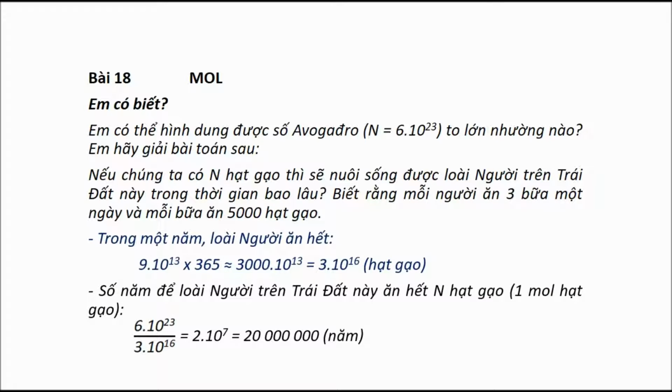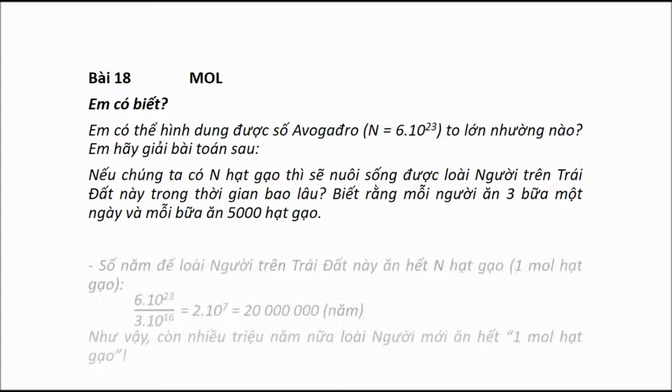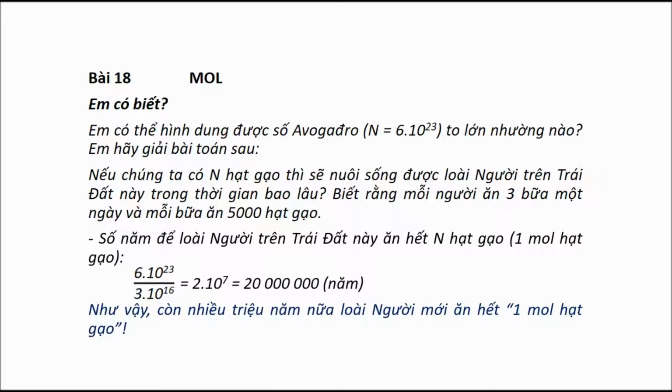Number of years for people in the world to use up N grains of rice: 6 times 10 to the power of 23 over 3 times 10 to the power of 16 equals 2 times 10 to the power of 7 equals 20 million years. So it will take millions of years for people to use up N grains of rice.